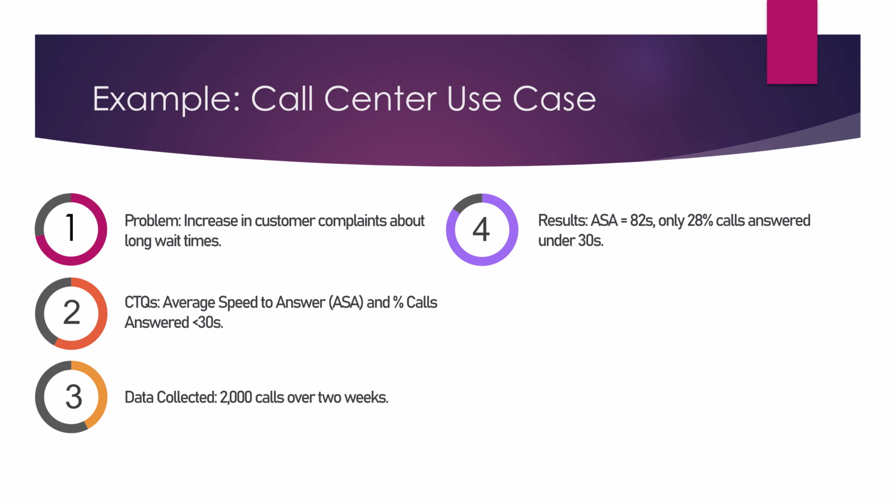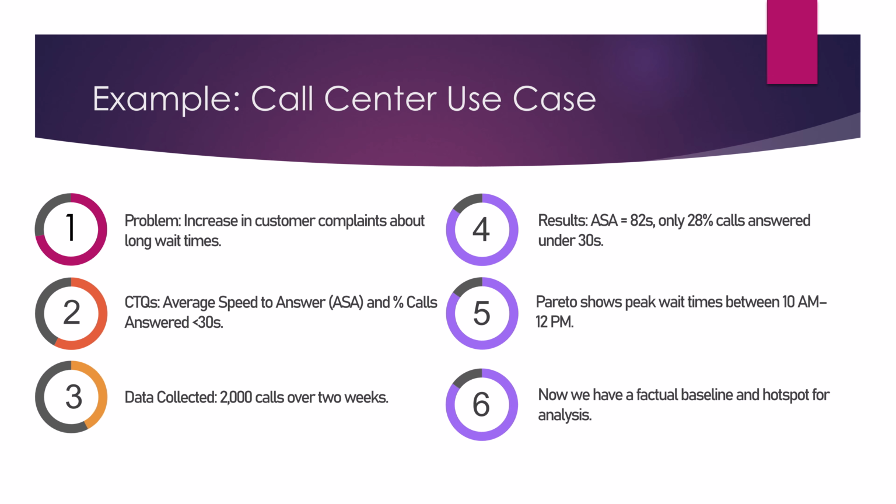A Gage R&R confirms the automatic call distribution timestamps are accurate. After testing data, we find the average speed to answer is 82 seconds, and only 28% of calls meet the target. A Pareto chart shows 60% of long waits happen between 10 a.m. and 12 p.m. With that, we have built a reliable baseline and identified our hotspot, ready to move into the analyze phase to find the root causes.